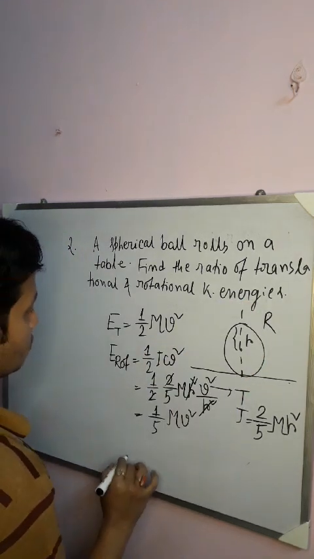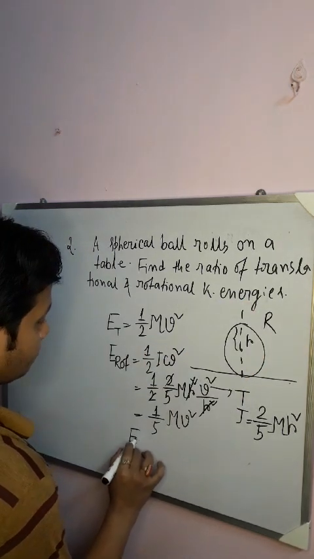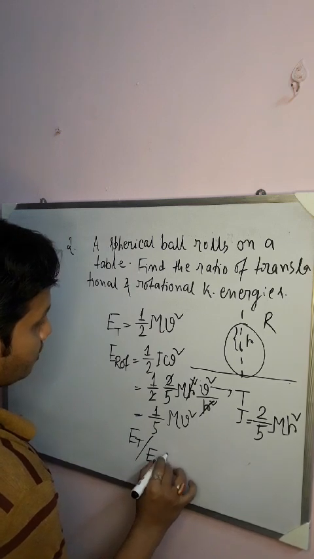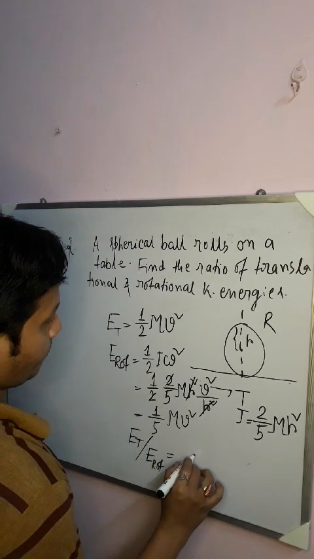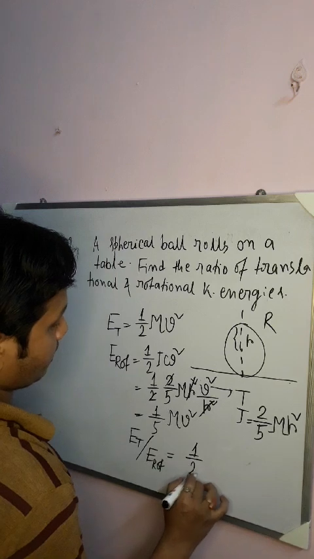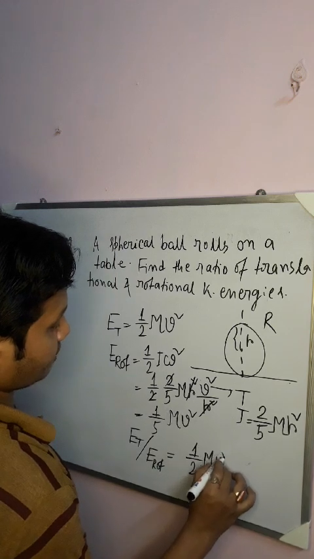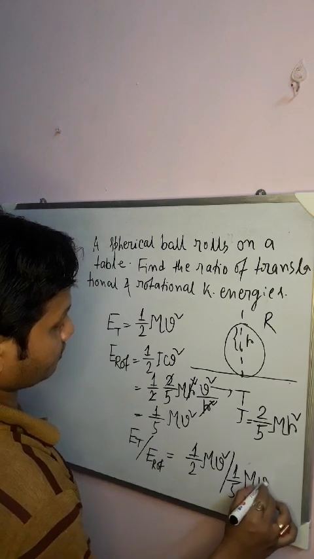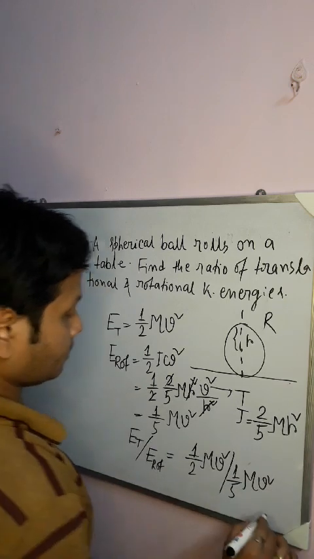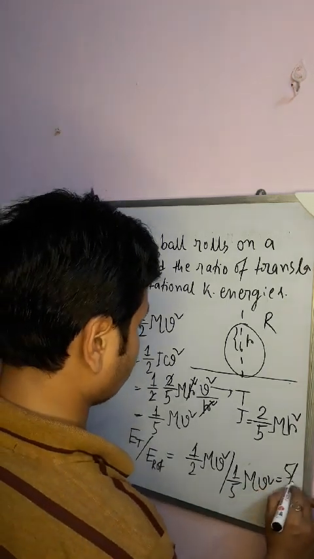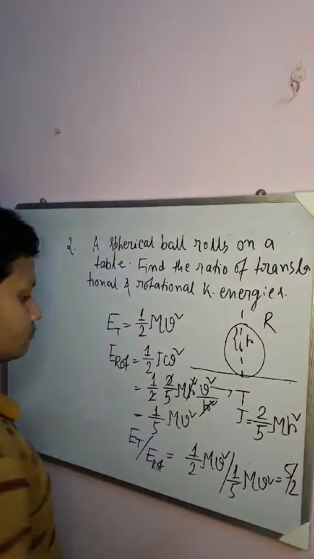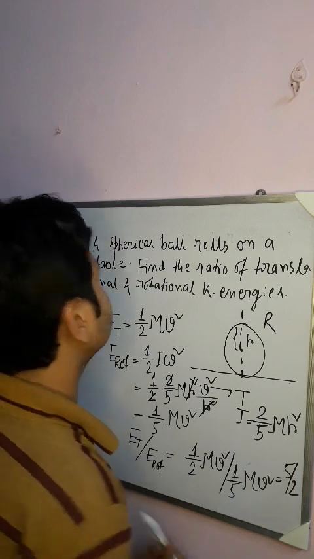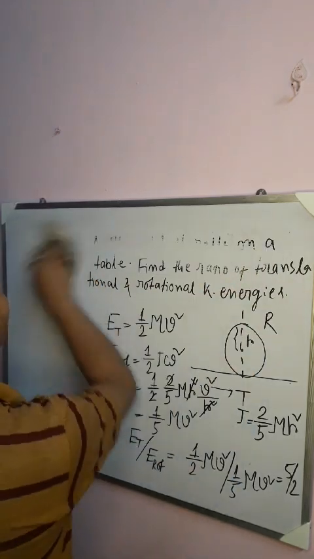So what would be the ratio of translational to rotational kinetic energy? This is simply half m v square divided by 1 by 5 m v square. The answer is 5 by 2. So this is the required result. Okay, so this is our second numerical.